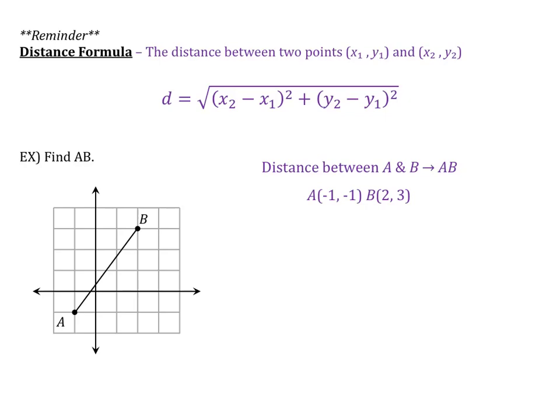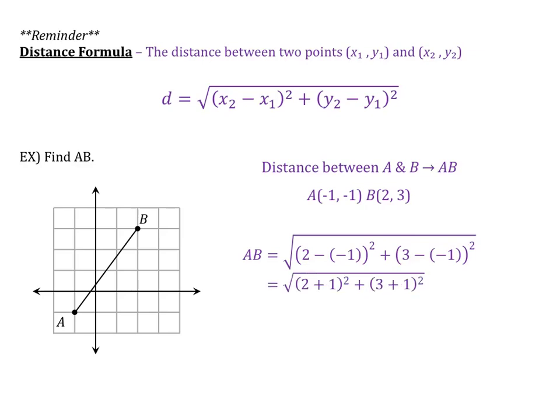And now I'm going to plug into my formula. So I'm going to use B as my x2, y2, and A is my x1, y1. So my formula, AB, is equal to the square root of 2 minus -1 squared plus 3 minus -1 squared. Now you might know when we have a minus a negative, that's the same thing as adding. So I have the square root of 2 plus 1 squared plus 3 plus 1 squared.